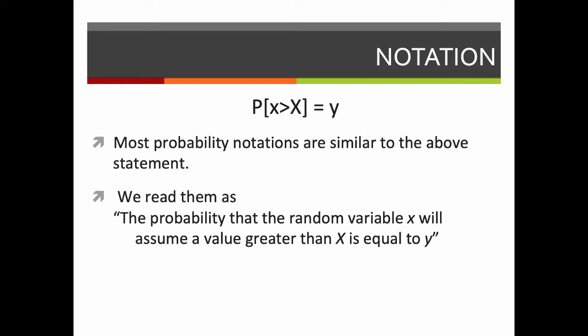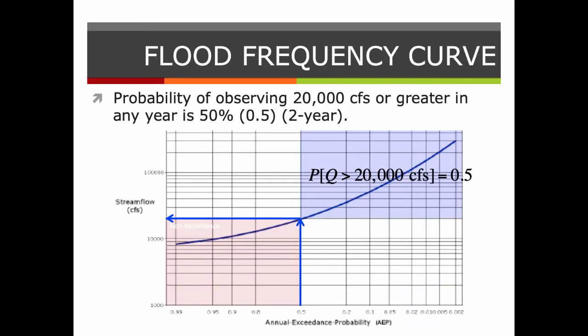Typical notation is something like this: the probability of observing something, lowercase x, being greater than capital X has a value equal to y, where y is the probability. We read it: the probability that random variable x will assume a value greater than cap X is equal to y. That's all that notation means. One use is to generate flood frequency curves, which we'll spend some time on in a little bit.